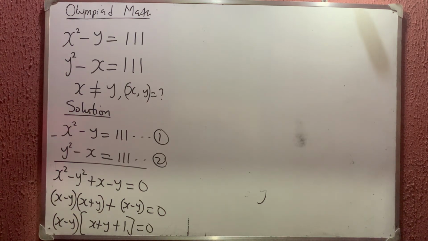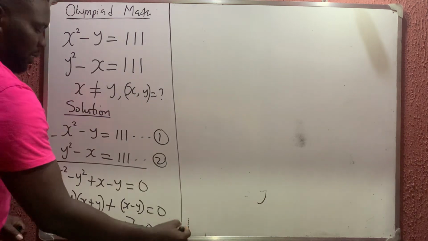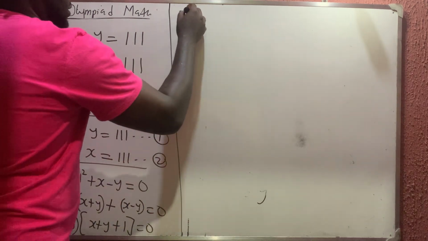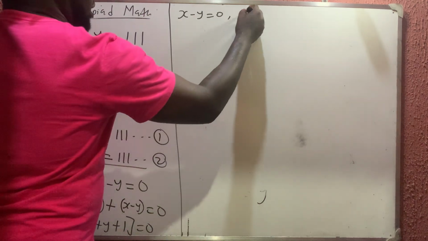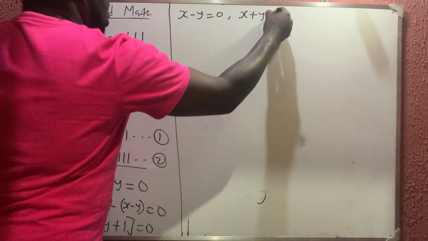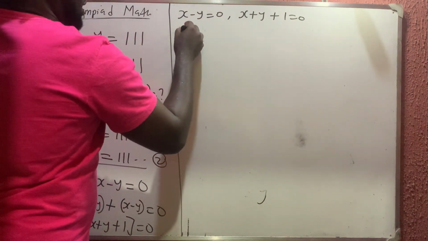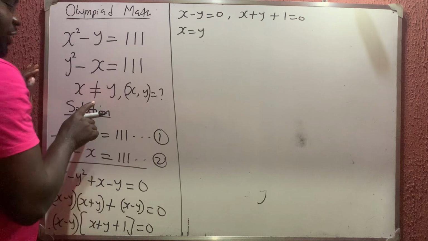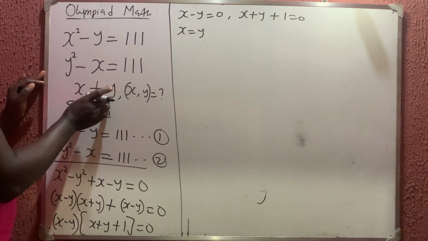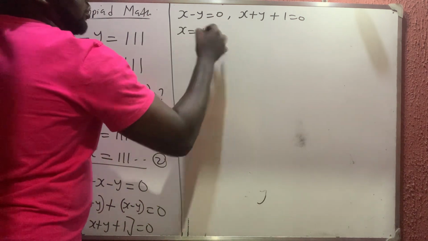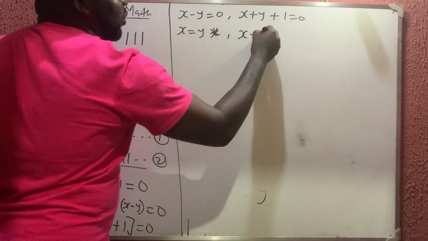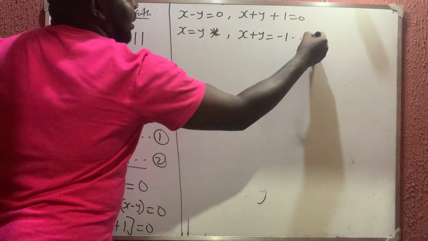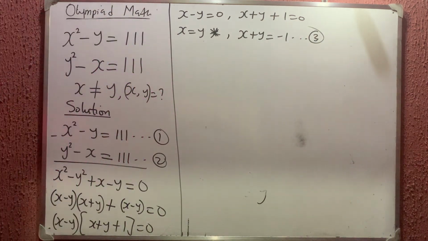When the product of two things is 0, one of them must be 0. So the first case is that x minus y is 0, and the second case is that x plus y plus 1 is 0. The first gives x is equal to y, but don't forget the condition that x must not be equal to y, so this is not taken. The second gives us x plus y is equal to minus 1. Let me call this equation 3. Now we have subtracted, so let us decide to add.